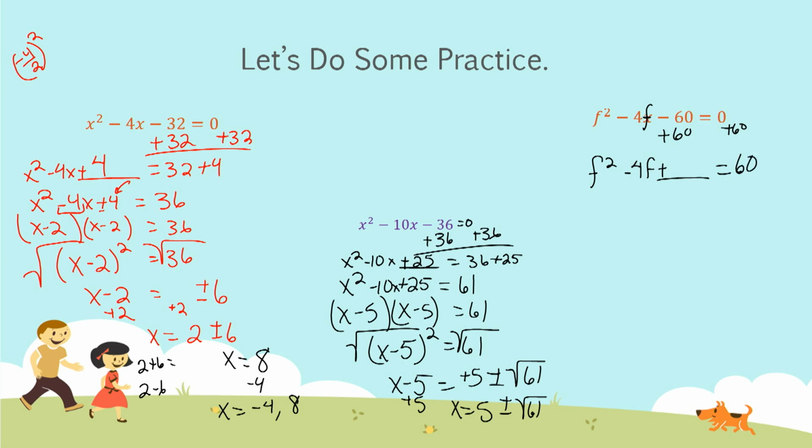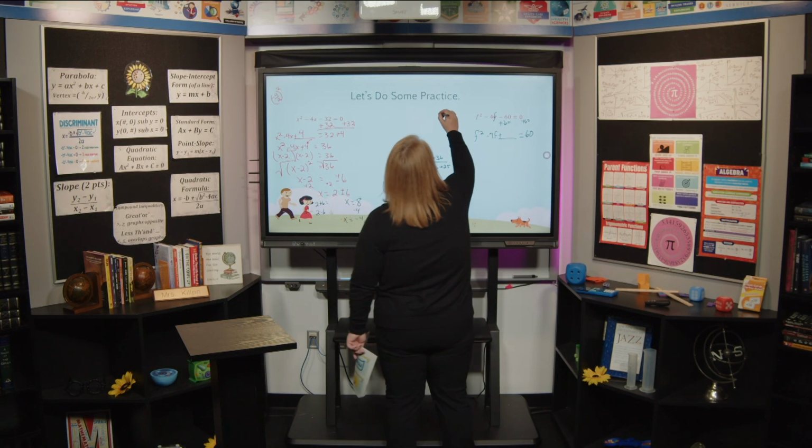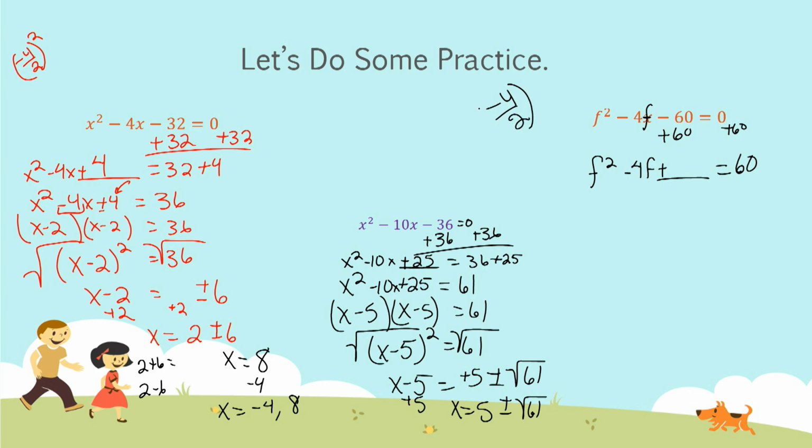To get that new c, I'm going to take that b, which is -4, and divide it by 2, and then square. -4 divided by 2 is -2. -2 squared is a +4, adding 4 to both sides. So I have f squared minus 4f plus 4 equals 64. Want to isolate that f. So I'm going to factor that trinomial.